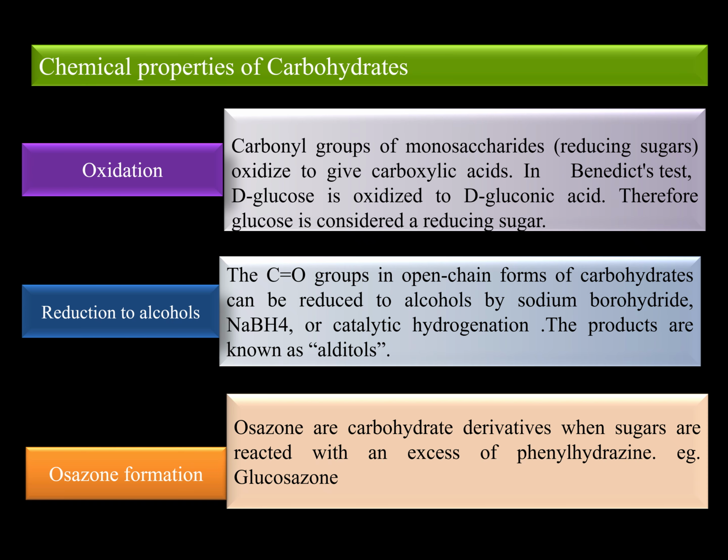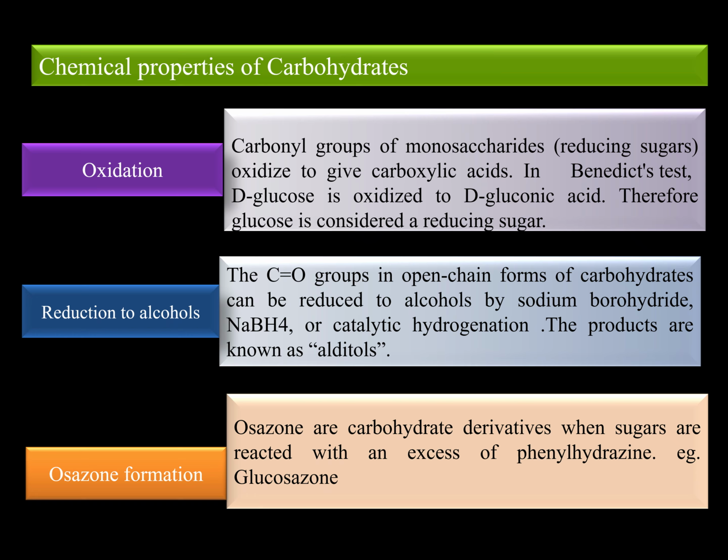First, let us understand oxidation. Reducing sugars like glucose can be oxidized to form carboxylic acid. For example, in Benedict's test, glucose is oxidized to gluconic acid. That is why glucose is called a reducing sugar. This oxidation reaction is used in lab tests to detect reducing sugars.